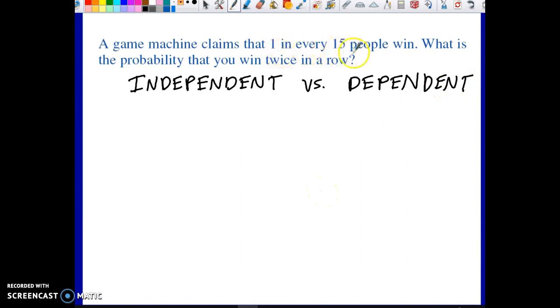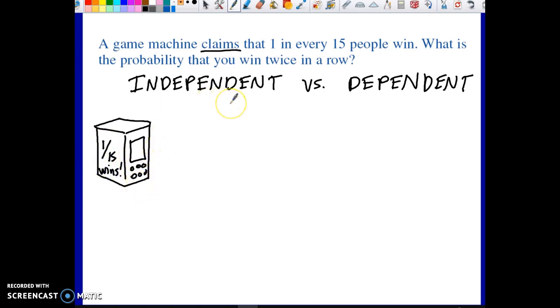Now, 1 in every 15 people win, and that's just what they claim. Now, if you take the crane game or something, like a game machine like this, now let's just do a game machine that doesn't have a crane. Let's just say it has a screen, there's a game that you play. It says that you'll win 1 out of 15 times. Now, does what happens in the first game you play affect what happens in the second game you play? Not necessarily.